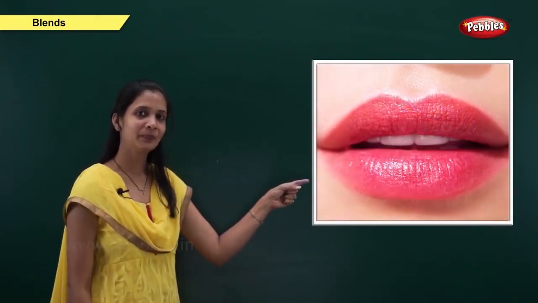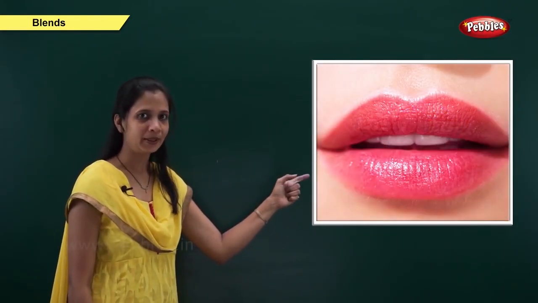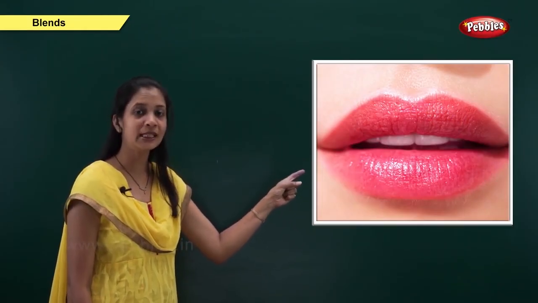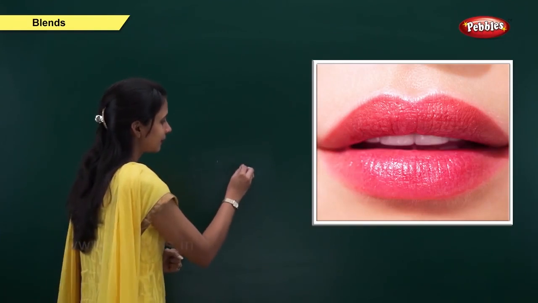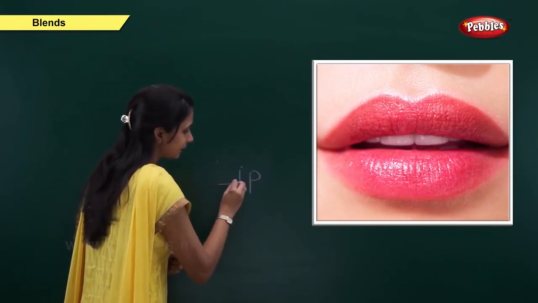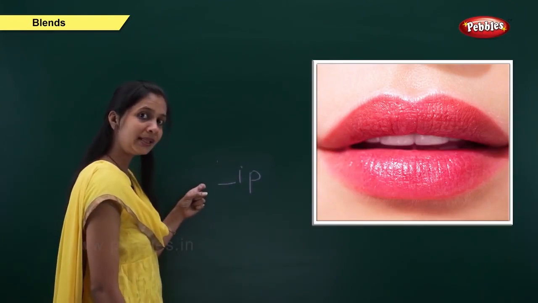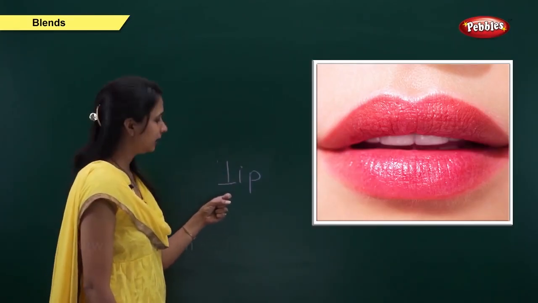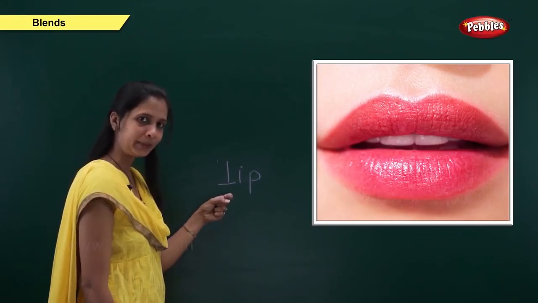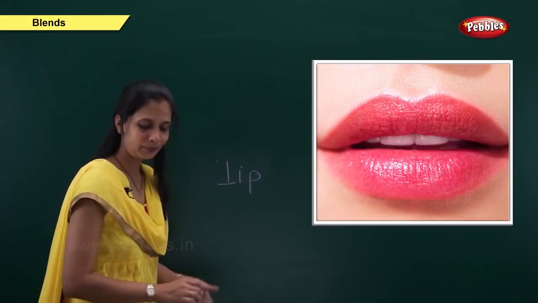Now next one. What is it? Yes, it is lip. So what is the beginning sound of it? L. So the letter is L. L-I-P. Lip. Okay.